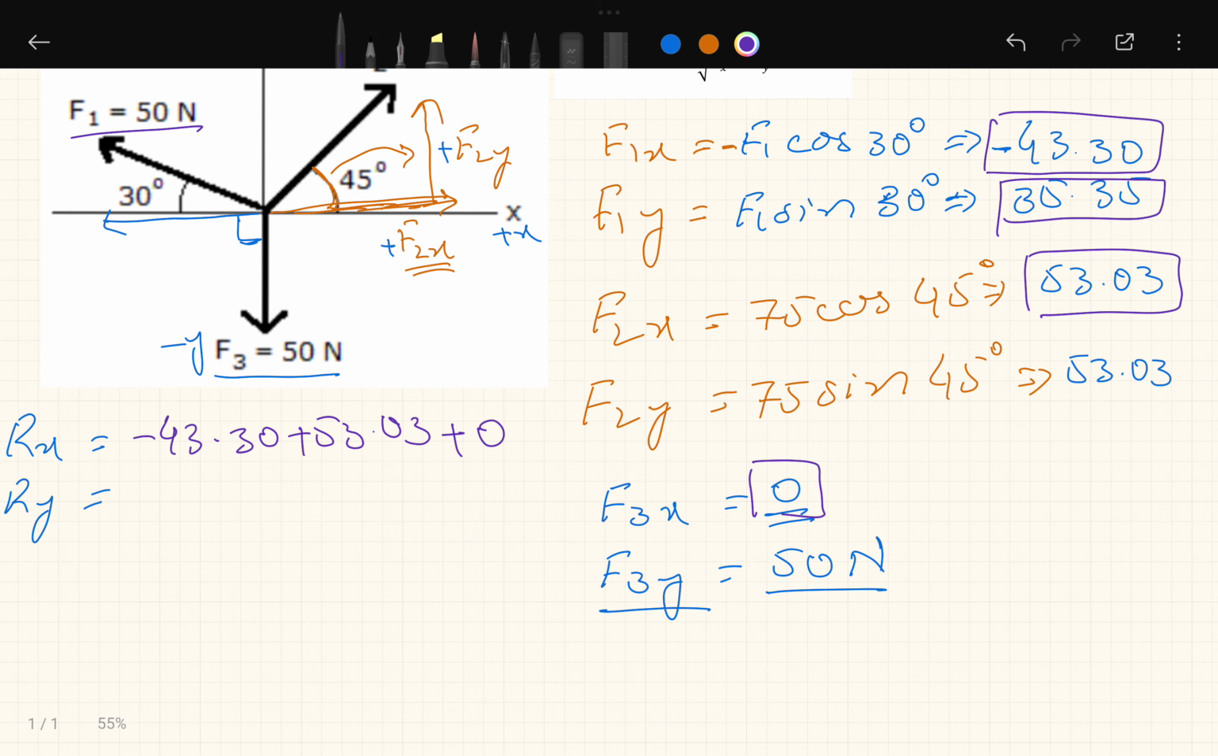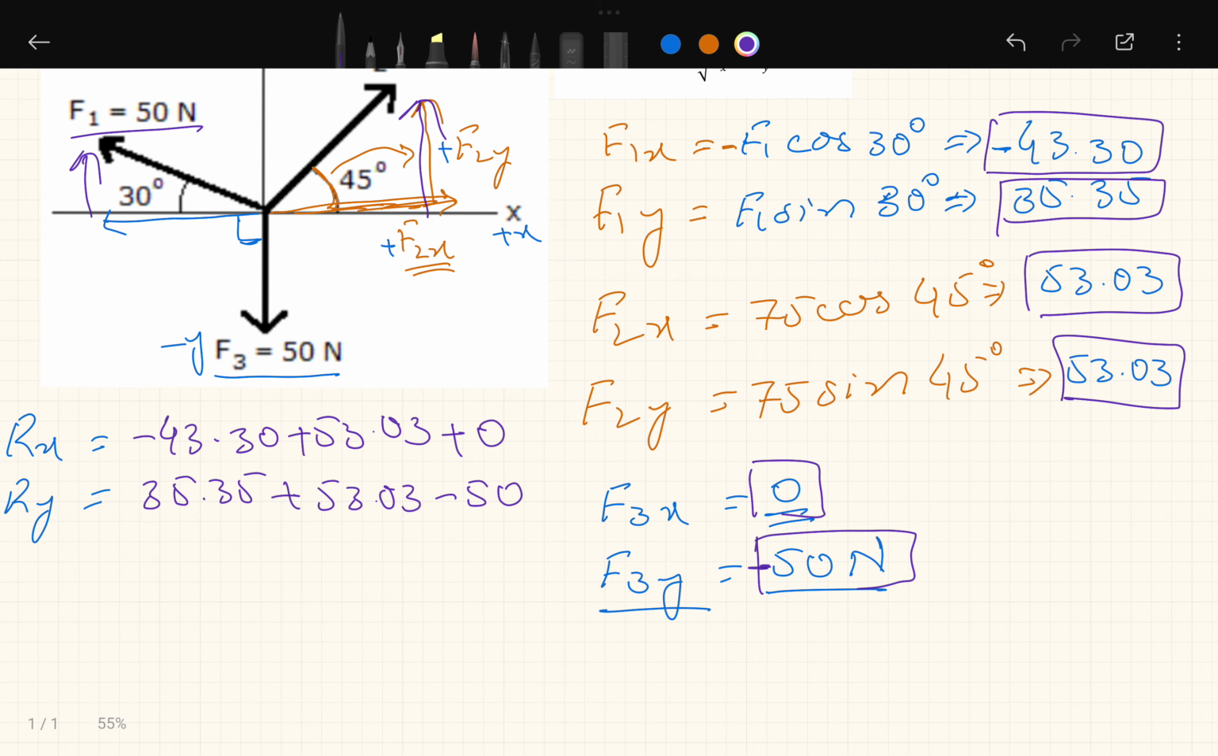The first y component is 35.35. It is positive, so it was this one. And then the second y component is also positive, which is this one, 53.03. The third y component is negative here. We must mention the negative sign, and that is equal to negative 50 because it is acting downward, this one. So it's this component.